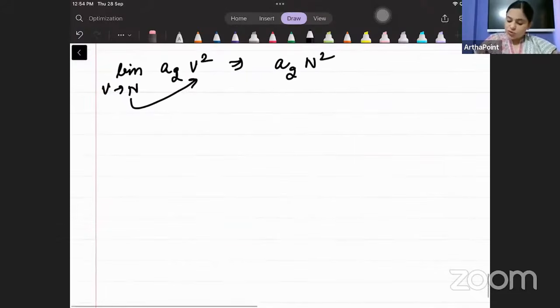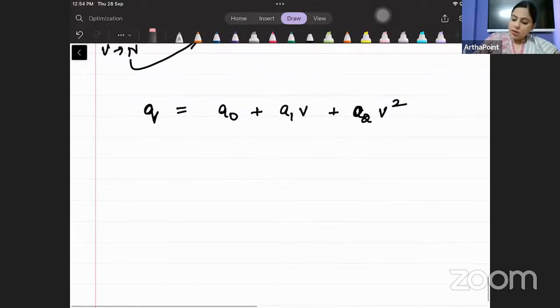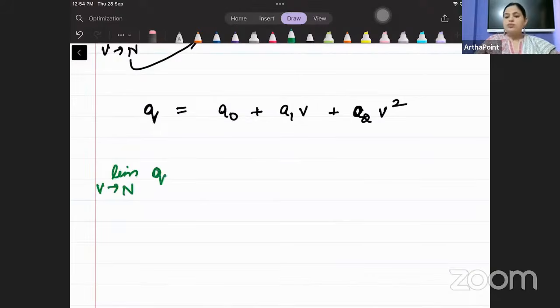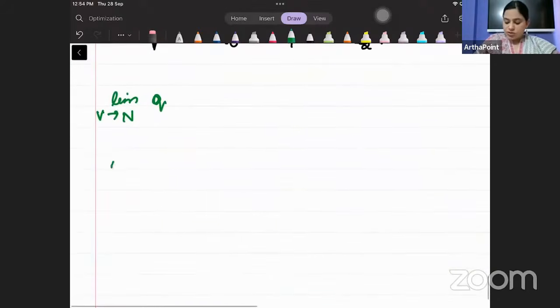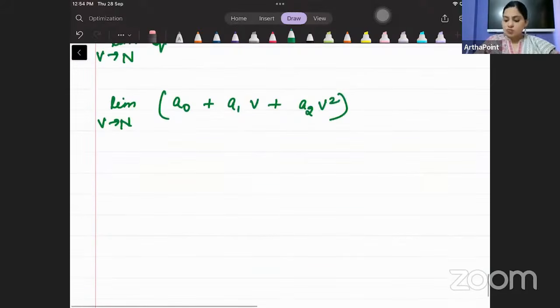But now beta if I ask you कि एक function है q and q is a naught plus a1 v plus a2 v square. Now I'm asking you find limit v tends to n q. तो बेटा ये क्या हो जाएगा? Limit v tends to n and q की जगह पे ये पूरी चीज आ जाएगी. So a naught plus a1 v plus a2 v square. बेटा I just told you limit distributes, तो इसके साथ अलग लग जाएगी, अलग लग जाएगी, अलग लग जाएगी.